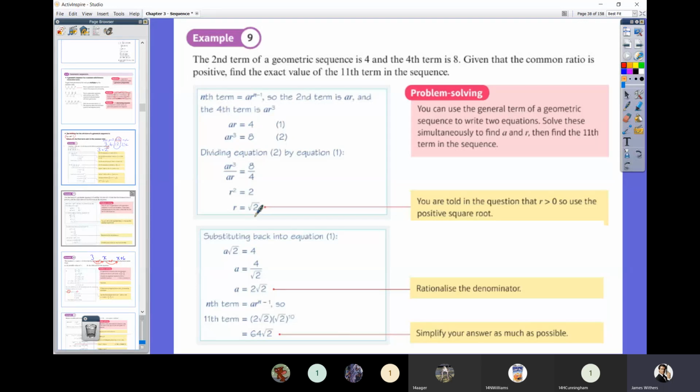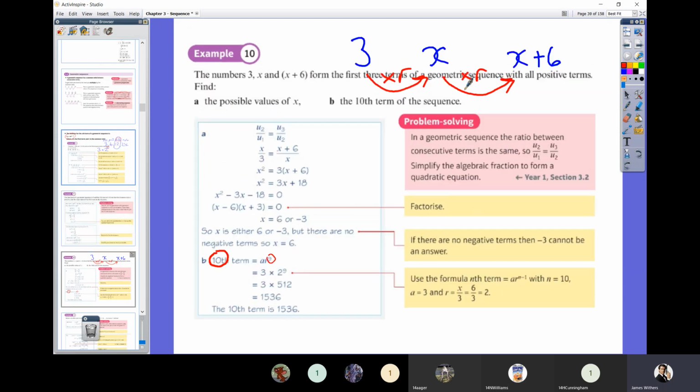Okay, and then you can substitute back in to work out what A is. Once you know R, once you know A, you can then work out whatever term you want. So you do lots of practice in 3C of questions like example 9. And then this third one, it's easy once you can see it, but it's just worth having it explained to you rather than just being given a formula.